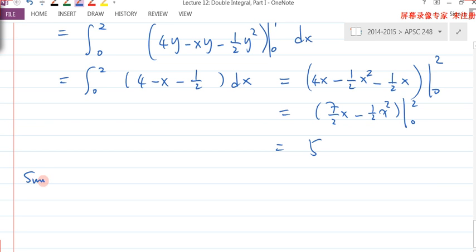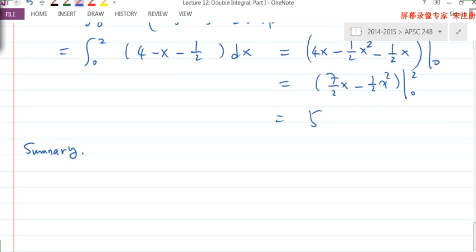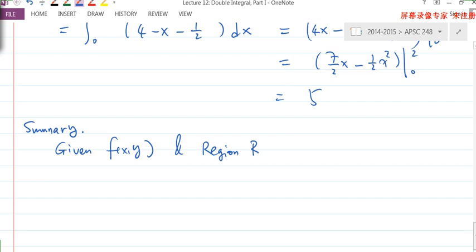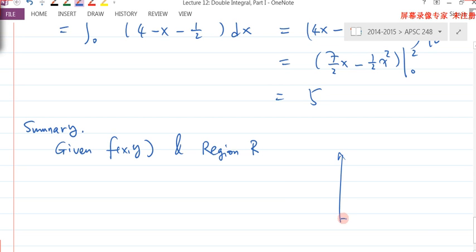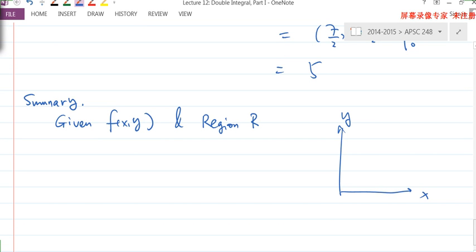So let me do a little summary in terms of double integral, and what would be the proper way of doing it. Suppose that we are given f of x, y. This is the integrand. And also a region R. I will use a more sophisticated region R than the previous one to illustrate the idea.